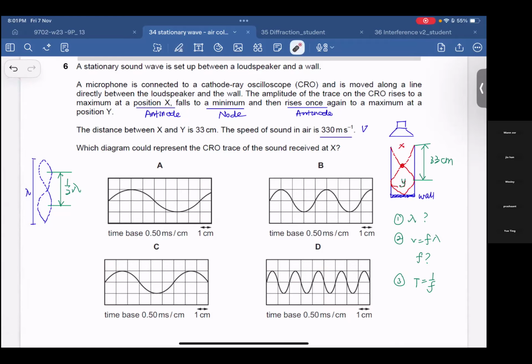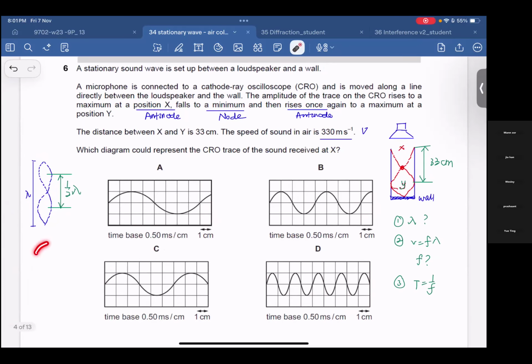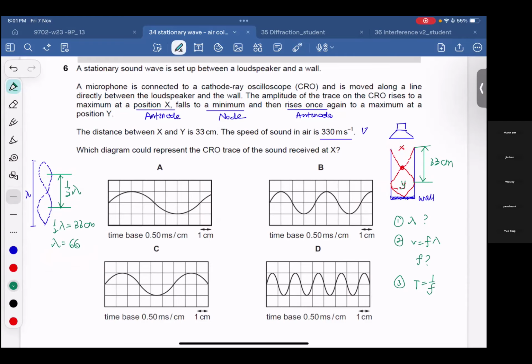Okay, boys and girls, here. You see, I already drew it out. This is one complete wave. If you feel it is weird, actually it's the same as what we learned in Year 10. This is one complete wave, then it reflected. So this is one complete wave, and this is one complete wave. Now we are from X to Y. Actually, it's this part, X to Y, half wavelength. So half wavelength is 33 cm, so your wavelength should be 66 cm, or I say 0.66 m. So this is my first step.